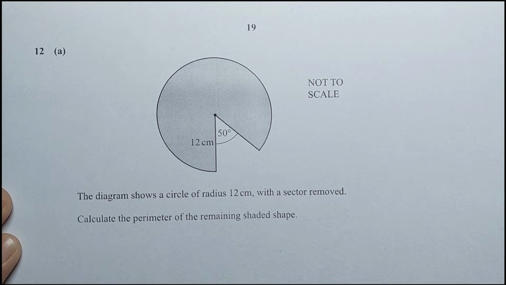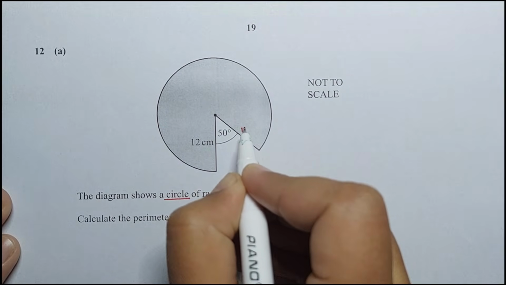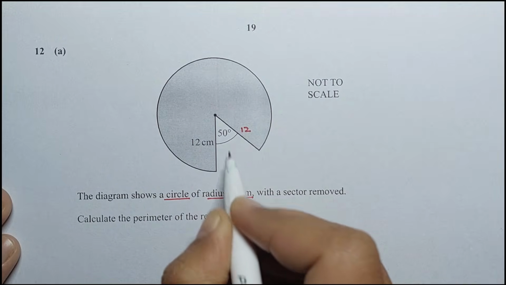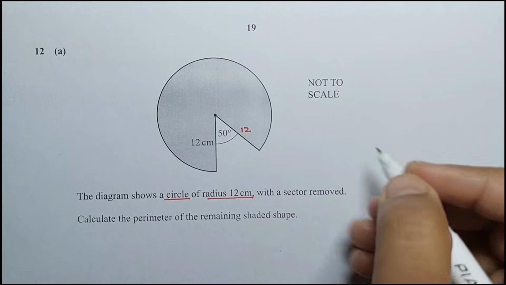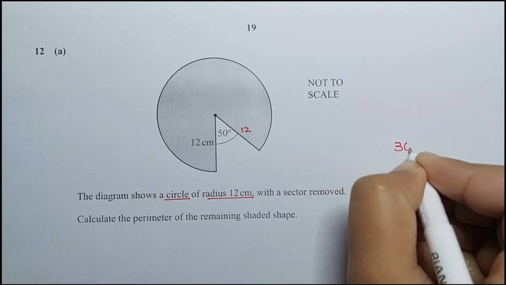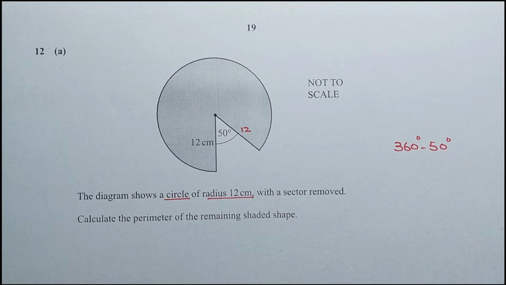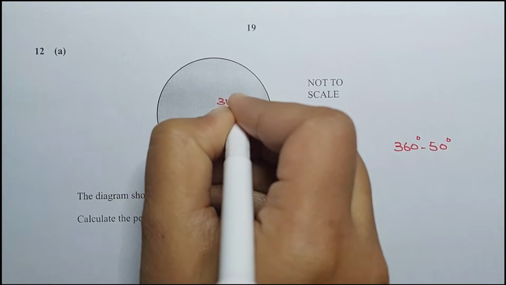Question number 12, part A. The diagram shows a circle of radius 12 centimeter. This is 12, this is 12. With this sector removed, one sector is removed, and whose sector angle is 50, and what the other sector angle is. The whole circle is 360 degrees. From 360 subtract 50 degrees, this is 310 degrees. This angle is 310 degrees.